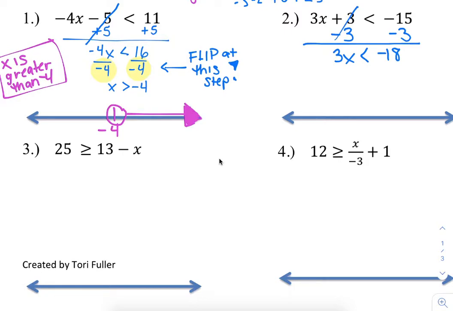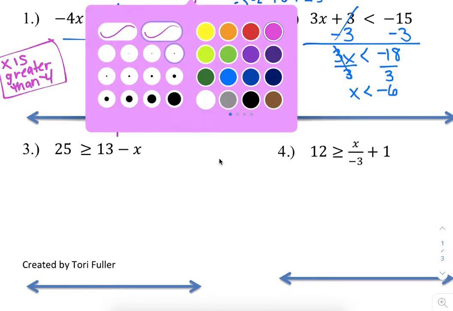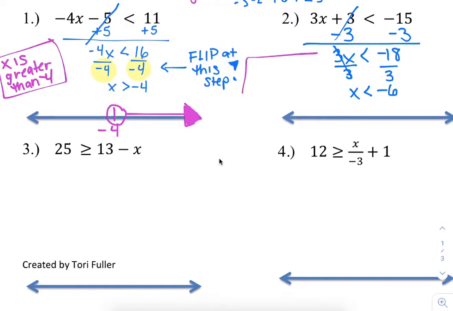I need to cancel the 3. I'm going to divide by 3 on both sides. The 3's are going to cancel. Now, I divided, but I didn't divide by a negative. I divided by a positive 3. So there's not going to be a flip on this problem. I'm going to leave it. X is less than, and the division gives me negative 6. All right, so I'm going to write this in a box.